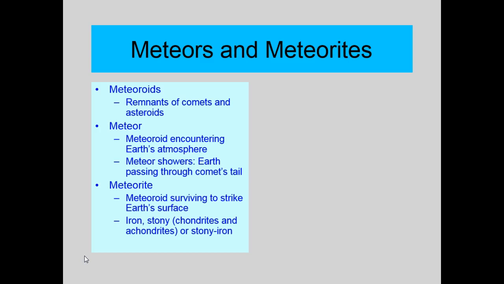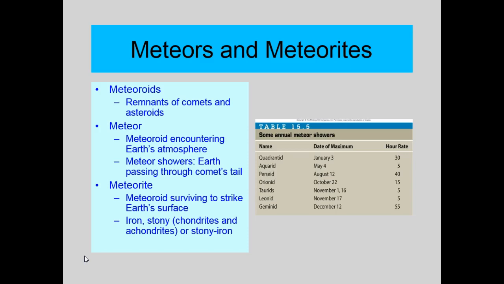Okay? So the meteorite is the meteor that actually made its way to the surface. The meteor is a meteoroid that entered the Earth's atmosphere. Okay? Now, here are the times when we have the biggest meteor showers.